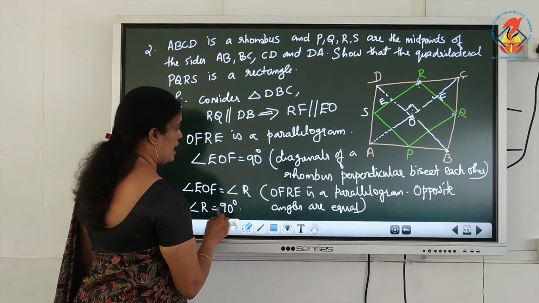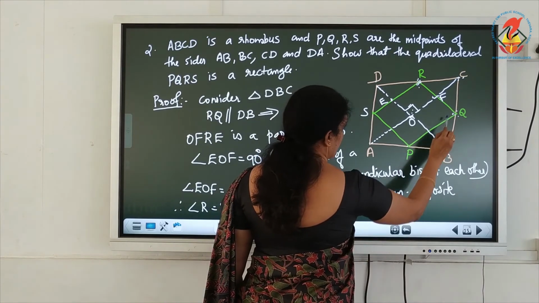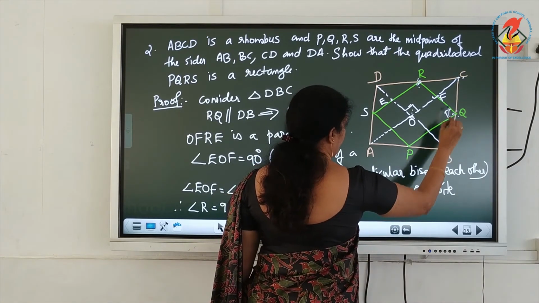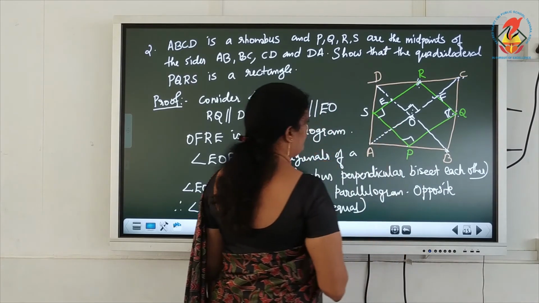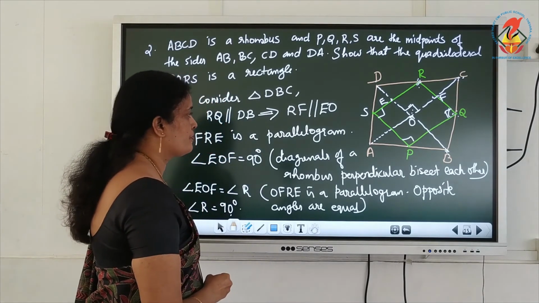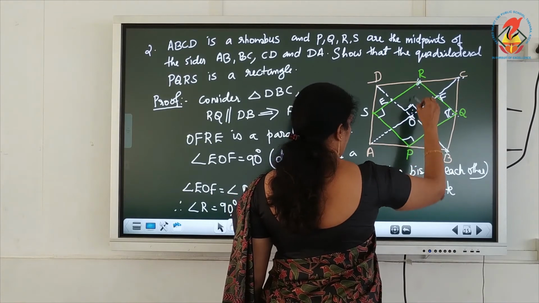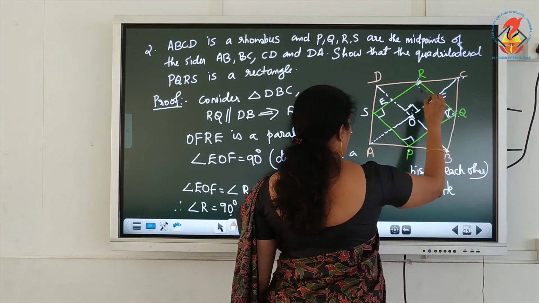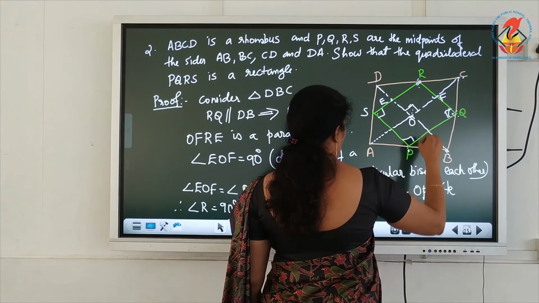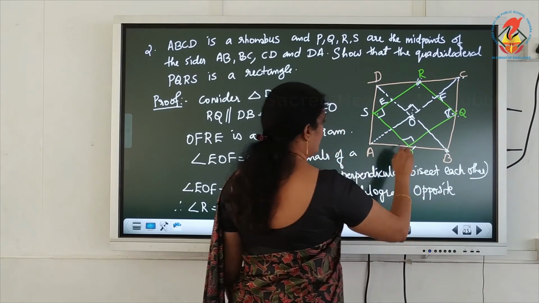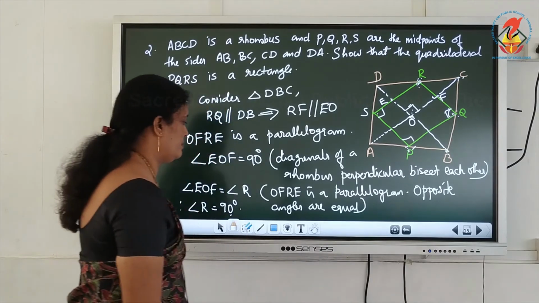Therefore, angle R equal to 90 degrees, angle Q also 90 degrees, angle P also 90 degrees, angle S also 90. PQRS is a parallelogram. Then opposite angles are equal. That means angle P, angle Q, angle R, angle S are each equal to 90 degrees. Opposite sides are equal: PQ equal to SR. We already proved PS equal to QR. Therefore, PQRS is a rectangle.